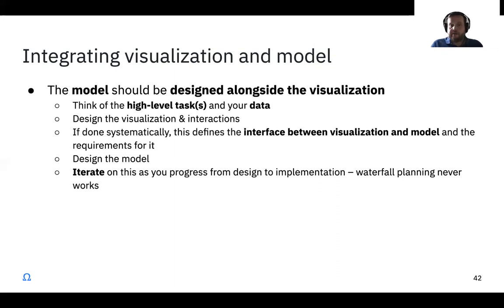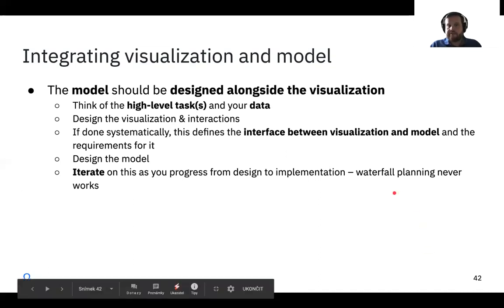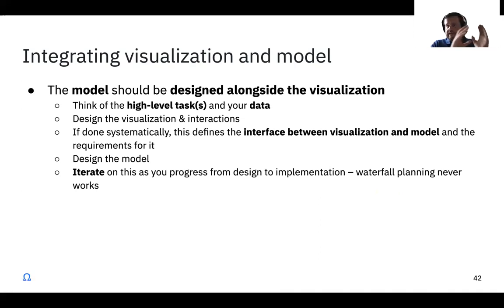Then you design the model, and that will implement this interface, and then you iterate on this as you progress from the rough design to final implementation. And as we discussed before, waterfall planning never works, so we're doing all these iterations. So we think of the purpose, design our visualization plus the interactions. Those interactions will form the interface between the visualization and the model, and then we design the model, and we keep going like that until we achieve something that is passable, or that we are satisfied with. It really shows if the design has been iterated upon, by the way. So that's something useful also for the practical projects.